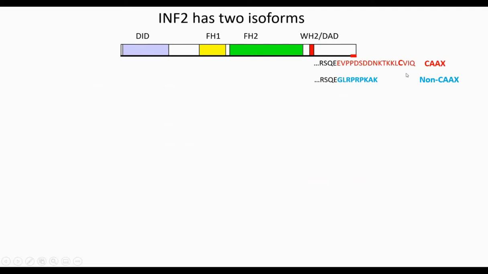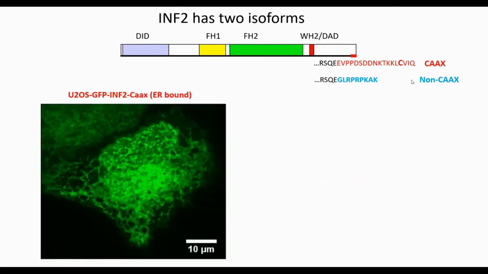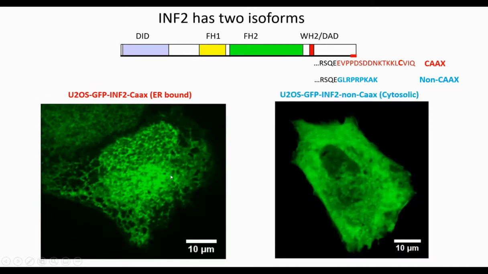Now, INF2 in the cells exists in two different isoforms. One of the isoforms, which we label as CAAX because of the terminal cysteine, and the other isoform, which we label as non-CAAX, does not have these terminal amino acids. Because of the presence of this cysteine, it gets modified and then it gets lodged onto the ER. So what you can see here is INF2 CAAX, which is completely ER bound. And if you express the non-CAAX in the cells, contrary to what you see over here, it's completely cytosolic.